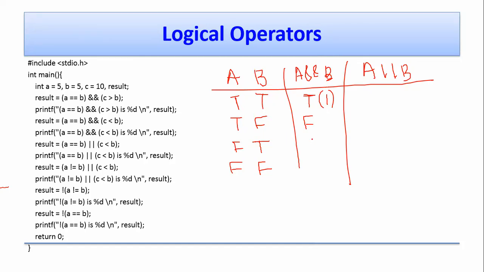So here, what should be the output? One is false, the other one is true. Then for OR the output is true. Here both are false. Then what is the output? If both are false, the output is false.